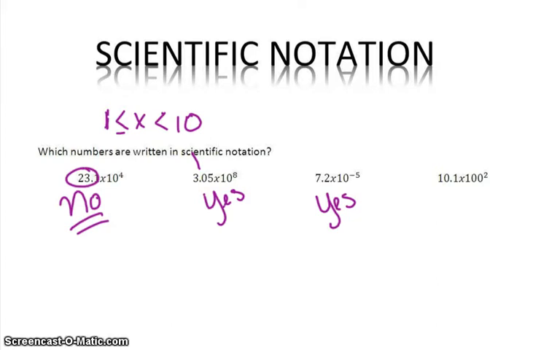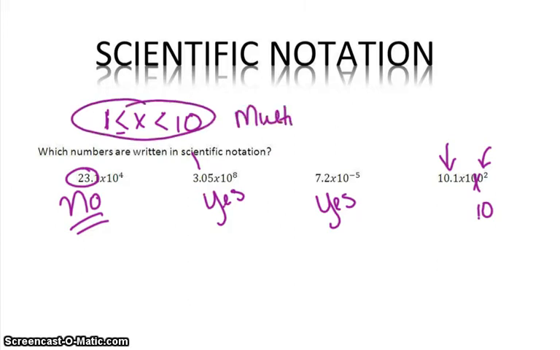Last one. Two things wrong with this. First of all, that's too big. It has to be less than 10. Can't be 10.0, can't be 10 point anything, so it's not scientific notation because of that. Also, this number has to be a 10. So it has to be 10 to some power. So a number between 1 and 10 multiplied by 10 to some power. I'll just put a little x up there. Multiplied by 10 to some power.